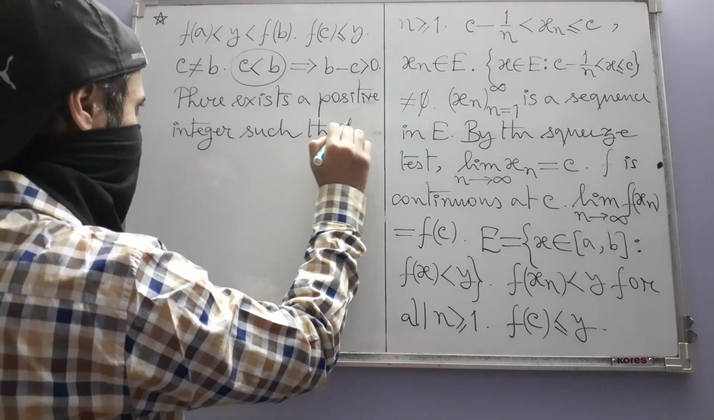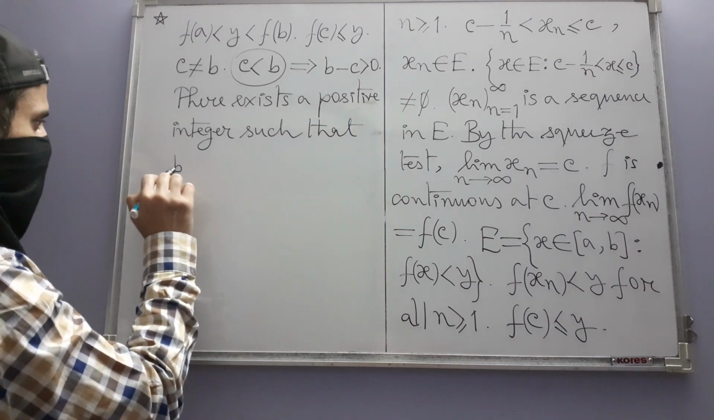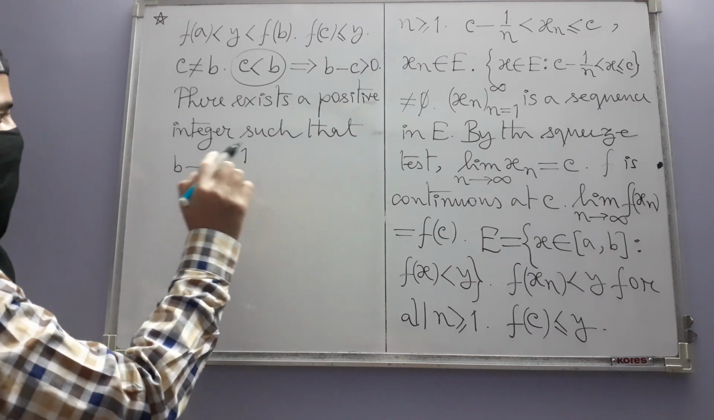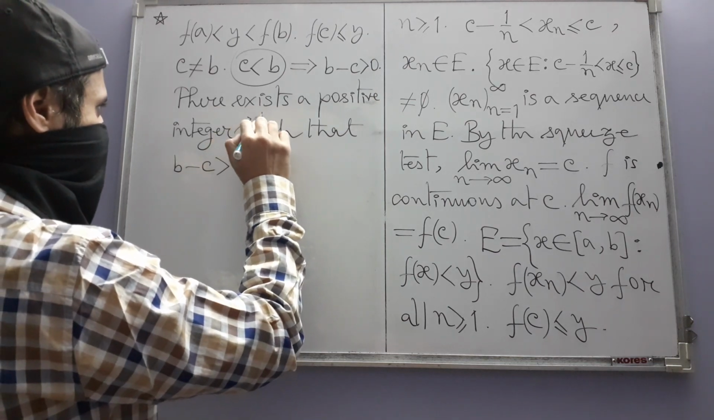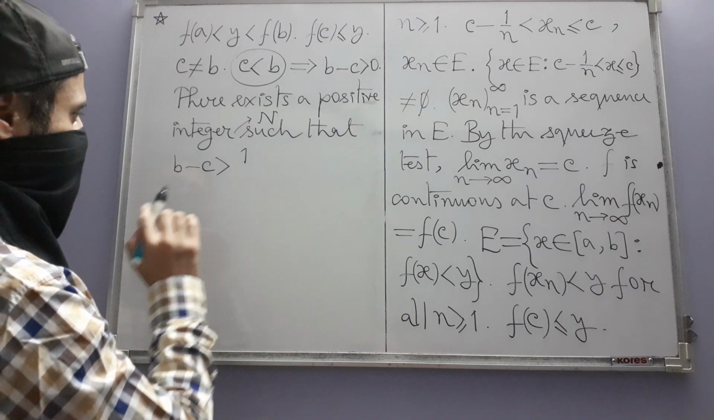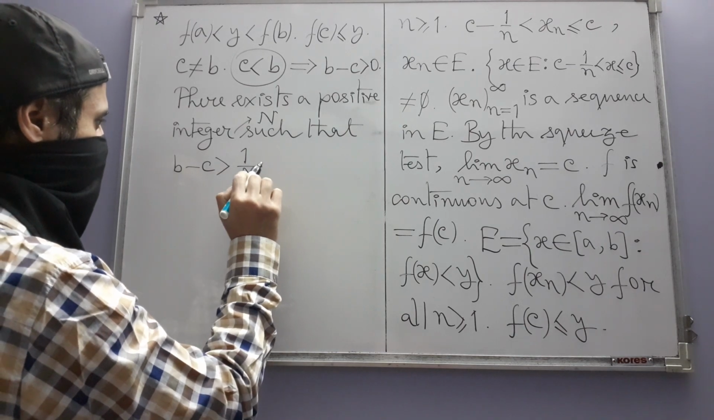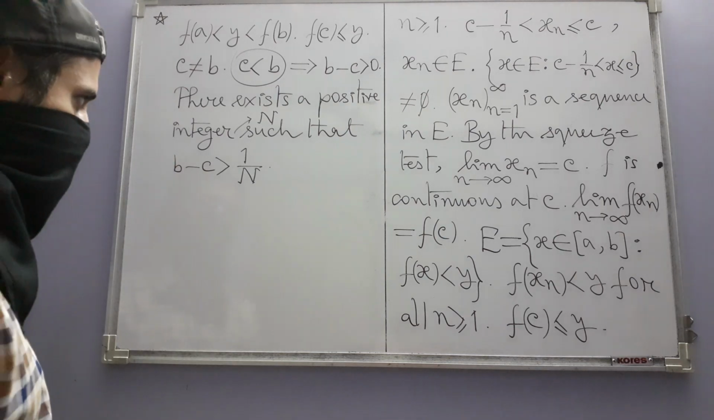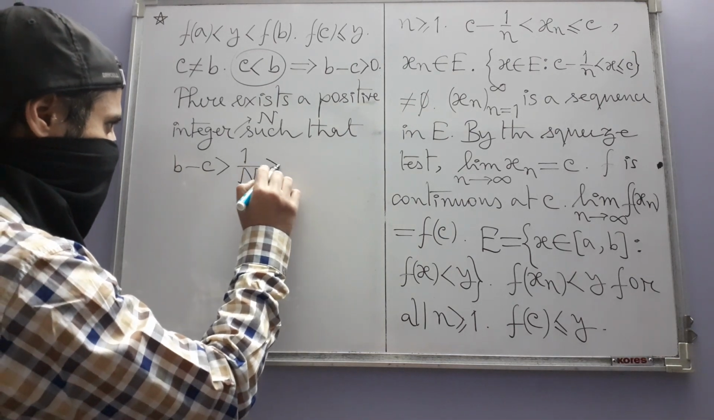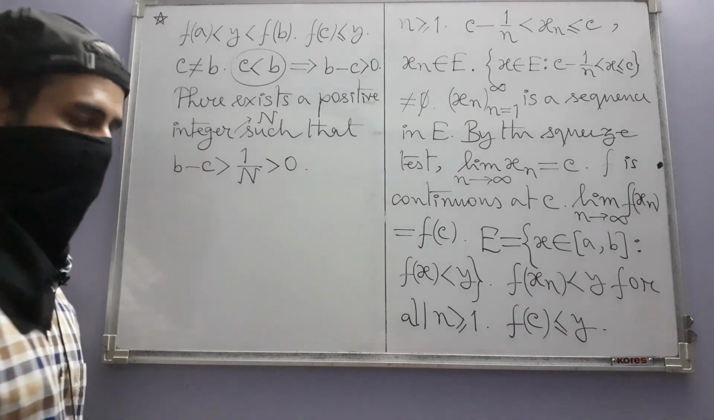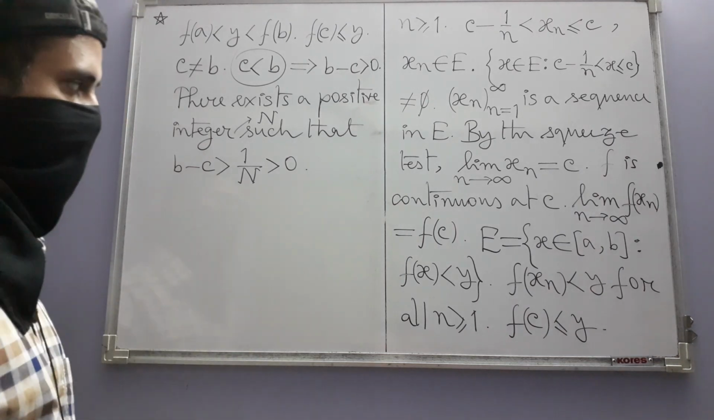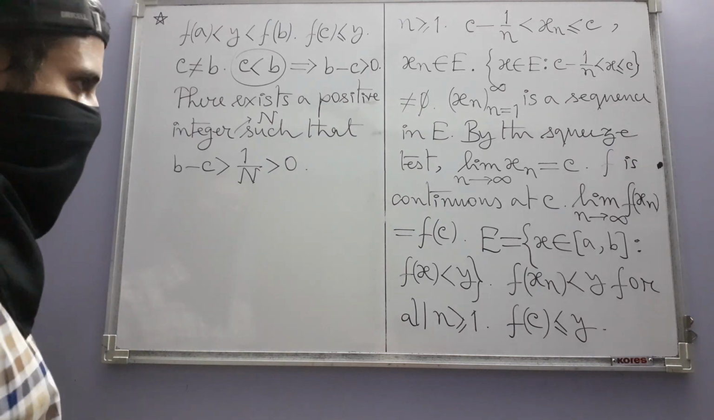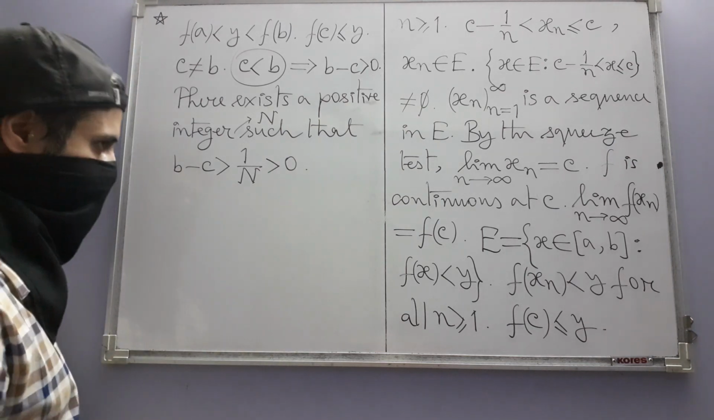we did not give any name to it, a positive integer capital N, say, such that the reciprocal of N is small, it's smaller than b minus c. In spite of being positive itself, it's still smaller than b minus c. We can choose a large enough N like that, and it follows from the Archimedean principle. We already know these things.